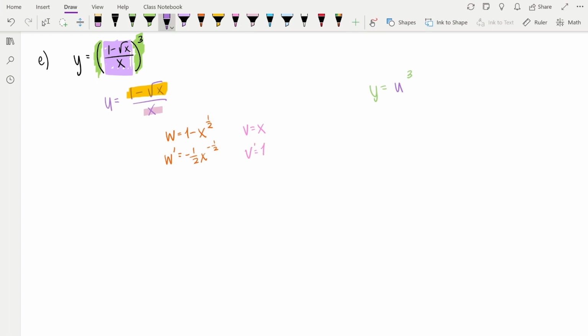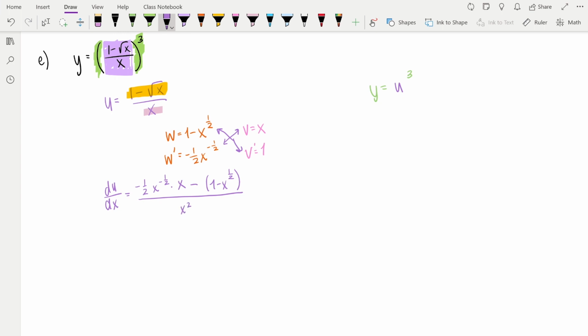So putting this together, du/dx, the derivative of u with respect to x, is going to be w prime v, so negative 1/2 x to the negative 1/2 times x, minus v prime w, so 1 times (1 minus x to the 1/2). Be very careful about that bracket. This negative applies to everything inside that bracket, so make sure you don't forget that. All over v squared, so that's x squared.